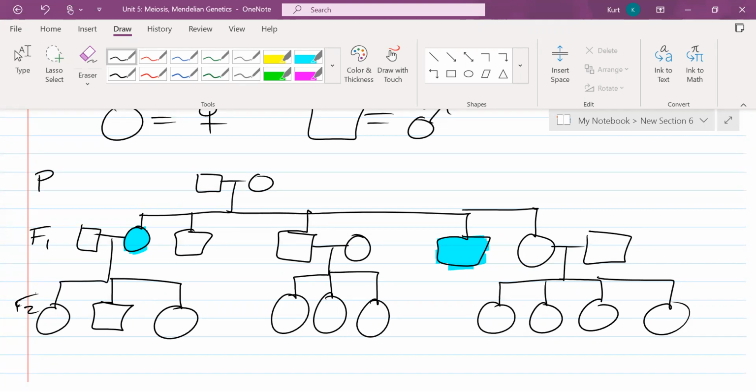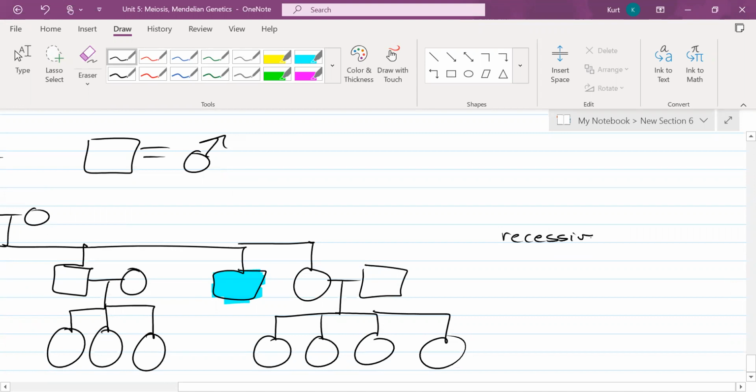Yes. Is this trait found in people that had unaffected parents? So does this tell you that this trait is a dominant form or a recessive form of the trait? This tells you it is recessive.